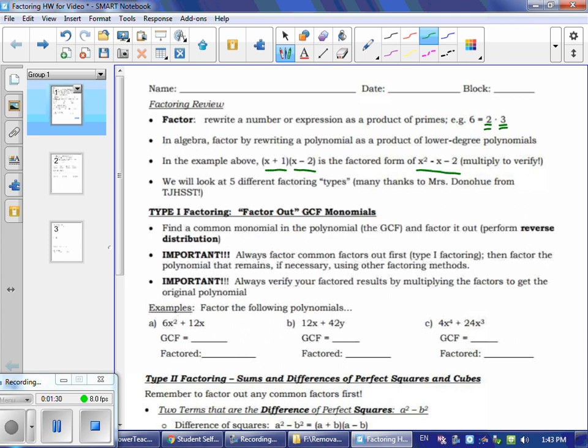Whatever method you were taught, whether you were taught FOIL or box or distribution or anything of that sort, I will be referring to FOIL for the most part, so hopefully most of you know the acronym FOIL: first, outer, inner, last, and we'll go through that a little bit. So we're going to look at 5 different types of factoring, and it says thanks to Mrs. Donahue. I don't know who that is, but she is the one who created this worksheet for us, so thanks to her.